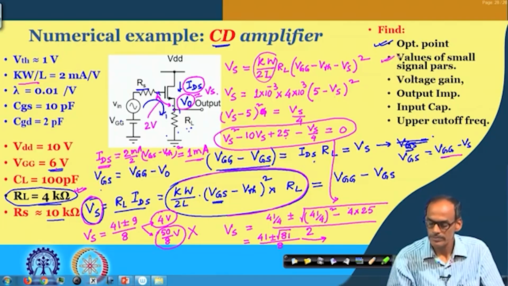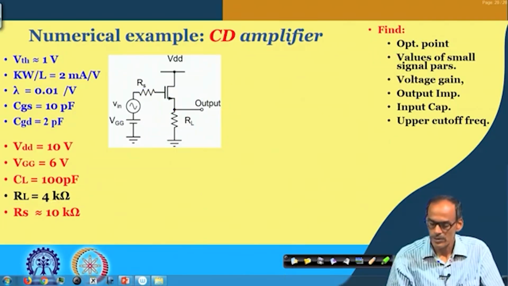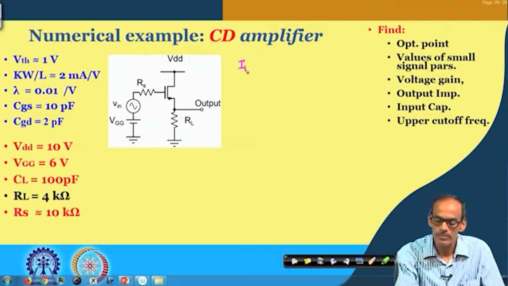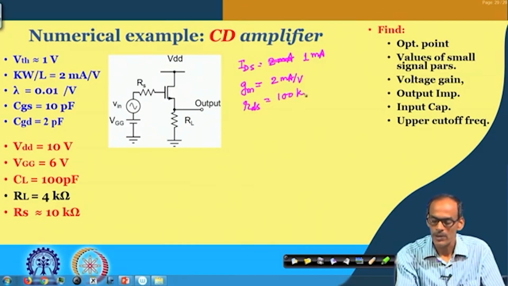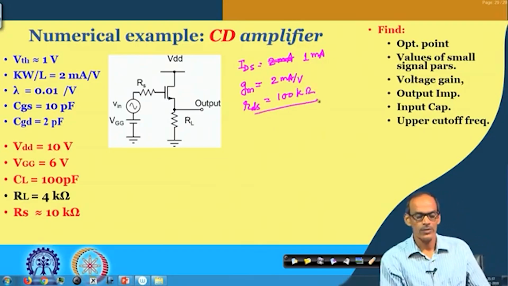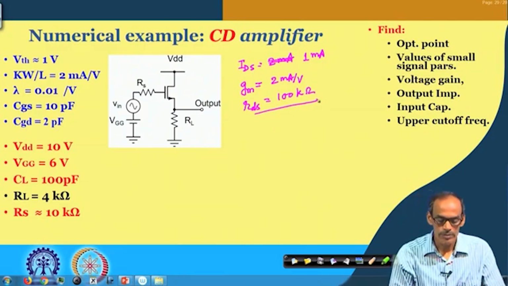So, let me calculate the small signal parameter. I think we already have done that. Since IDS equals 1 milliampere, the corresponding gm was coming 2 milliampere per volt, and of course, the RDS is the same as the previous case, 100 K, and the rest of the parameters you can calculate yourself. So, I am not going to repeat that part.